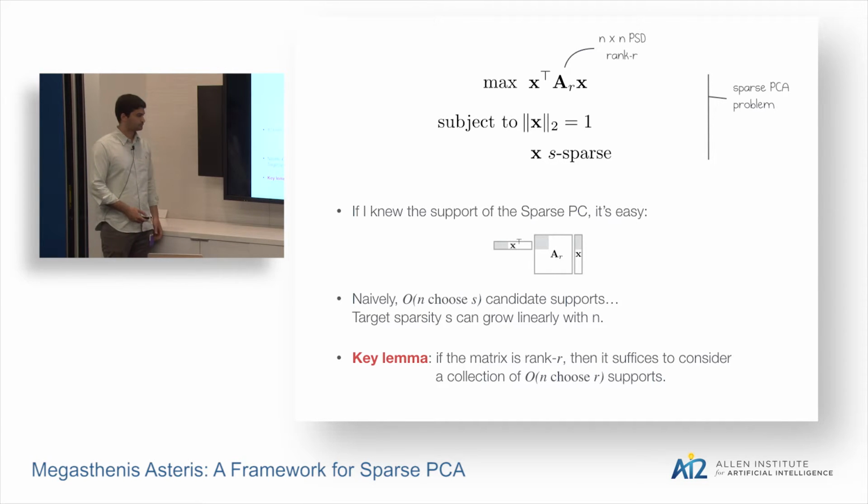So the key thing that helps us move forward with our solution is that if the input matrix is low rank, it has rank R, then we can show provably that we don't need to consider all n choose S supports to get the optimal solution. We can actually construct a much smaller set of supports and prove that within this set, the optimal support will be a member of this set.